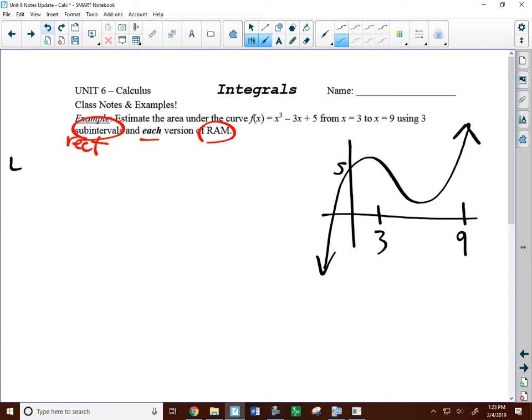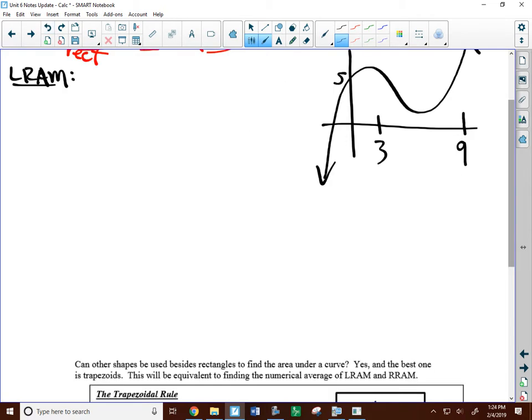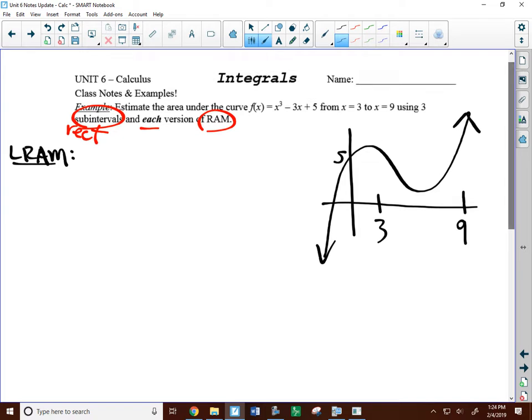Okay, and each version. So I'll start with left RAM this time. Now I'm going to do my little number line on here this time. So we're going 3 to 9. So that's 6 for the entire line. I divide it by the number of rectangles, which is 3, and I get a width, a base of 2. And so I just need to go 2 to the right from 3, and I'll be at 5. 2 to the right from 5, and I'll be at 7.